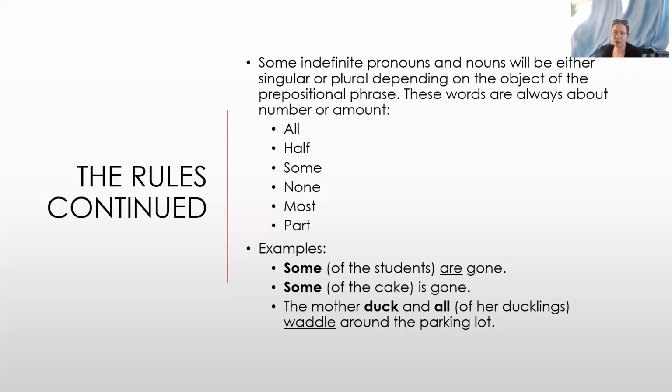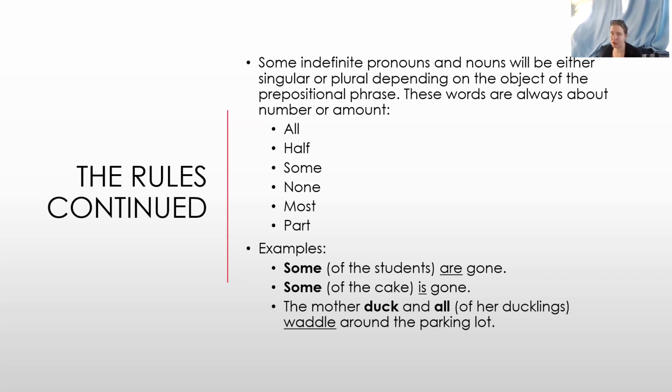While some indefinite pronouns are set on whether they are singular or plural, there are others that will either be singular or plural, depending on the object of the prepositional phrase. These words are always about a number or an amount, such as all, half, some, none, most, part. Let's see how this works.